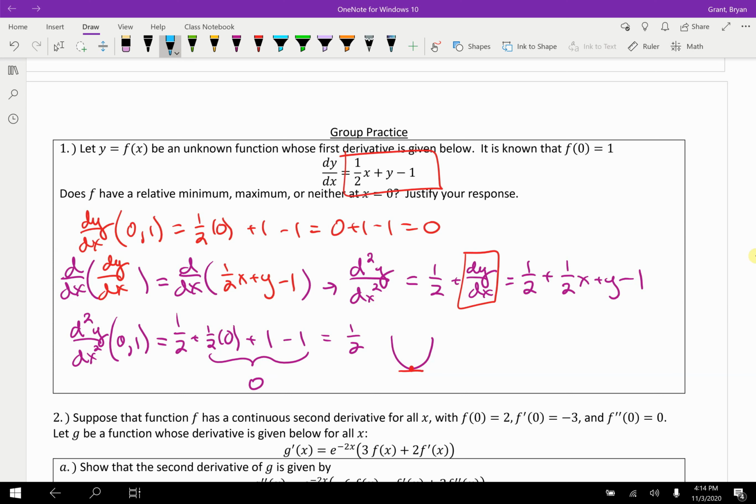So conclusion, nothing too bad, as (0, 1) is a critical point, and d squared y over dx squared at (0, 1) is greater than 0, positive, right? Then (0, 1) is a relative min. The picture helps, I promise.